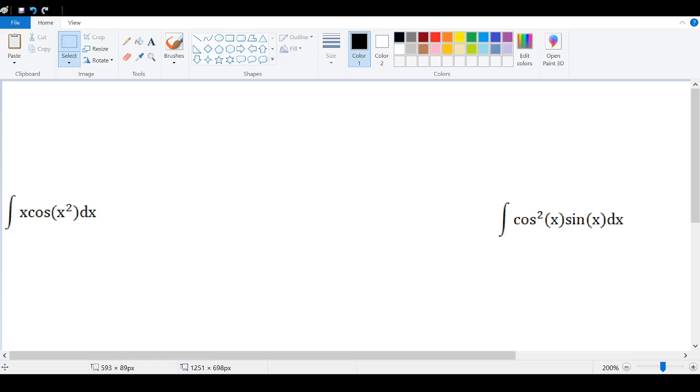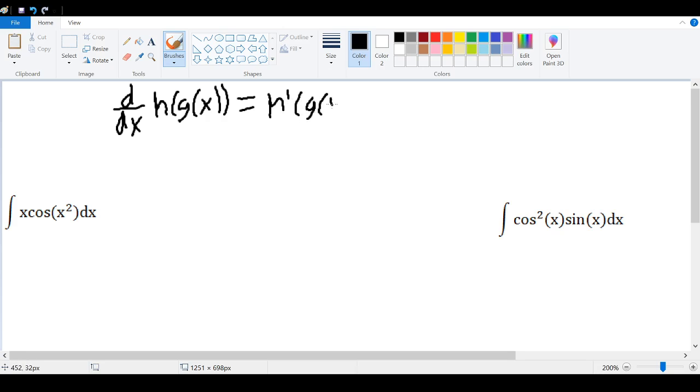Today, I want to bring you some example problems on how to use U-substitution to solve certain integrals. And remember, if we want to take the derivative of a function that looks like h of g of x, then by the chain rule, we know that this is equal to h prime of g of x times g prime of x.